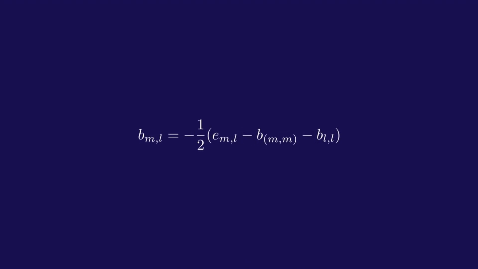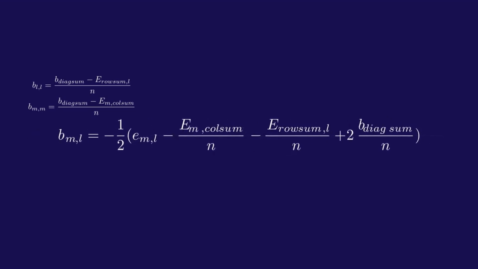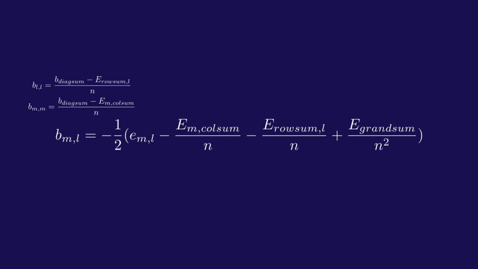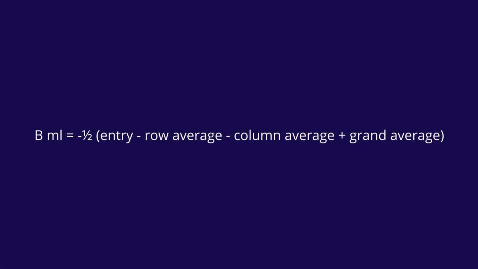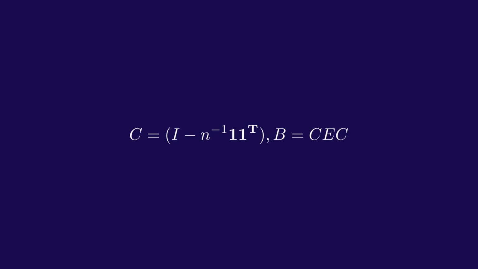Now we can finally find a formula for the reversal going from E to B by rearranging the formulas a little and subbing them into our equation. After a bit of tidying, we end up with this formula, which can also have a neater way of interpreting in terms of averages. If you didn't follow any of that, don't worry, because there's a matrix version of it anyway, where we multiply it by the centering matrix twice, hence why it's called double centering.